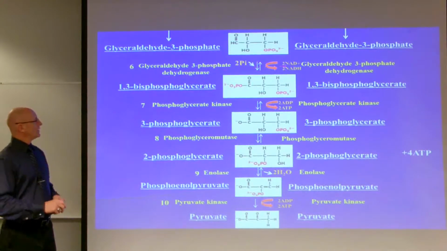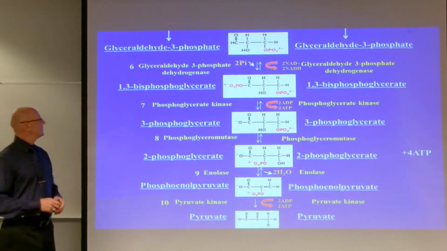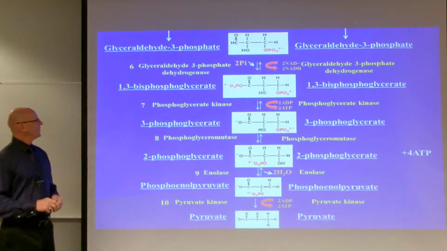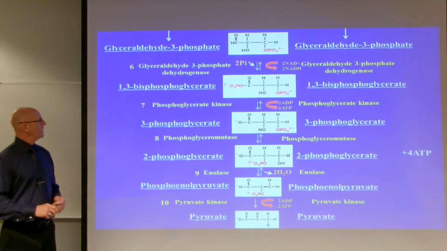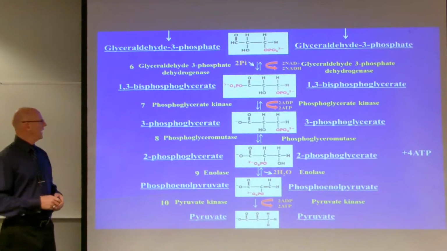For each one of those, we'll add a phosphate to each one of these. And we'll end up with 1,3-bisphosphoglycerate. And the bis means 2 phosphates. So now we have 2 phosphates at the 1st and the 3rd carbon. Now we're going to do a phosphoryl transfer with a phosphoglycerate kinase at step 7.